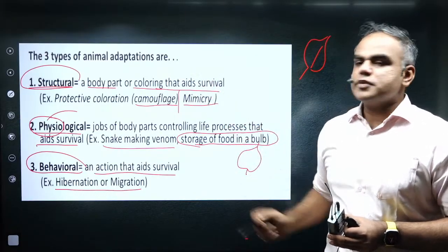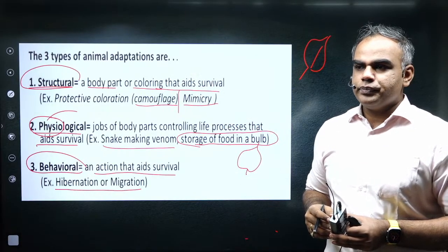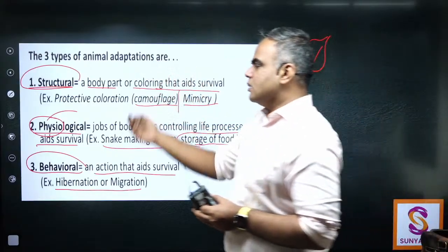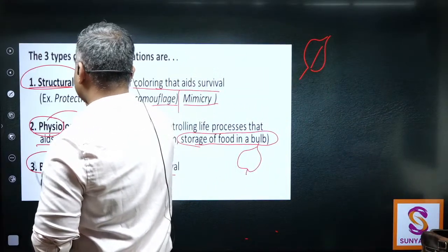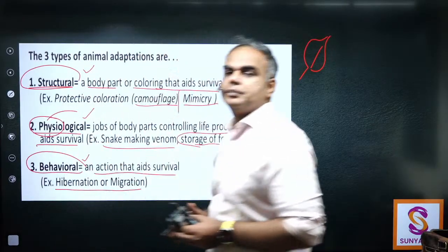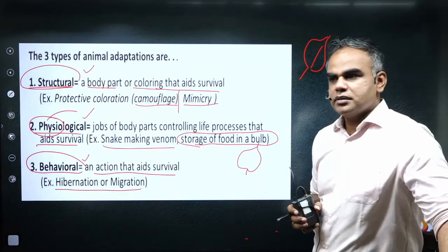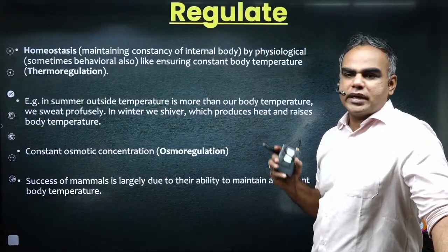So these are also three types of adaptations, we can say. Yes or no? This can be divided. So names are maybe for the first time you're seeing what is structural, or physiological, or behavioral. So these are certain examples. Now we move directly to regulate.